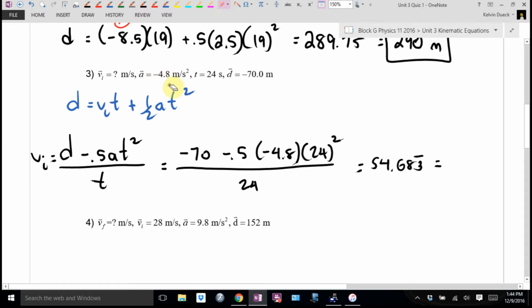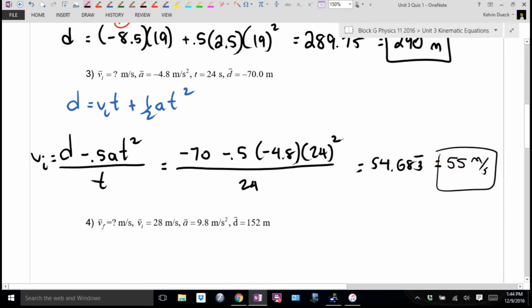How many sig figs in the 4.8? How many sig figs in the 24? How many sig figs in the 70.0? How many sig figs should I go to? So I'll take 55. I'll write 55 meters per second.